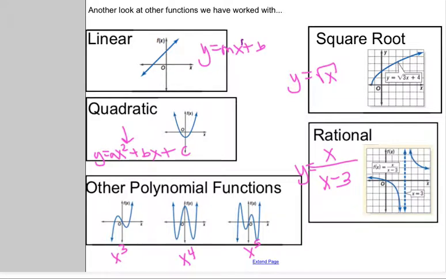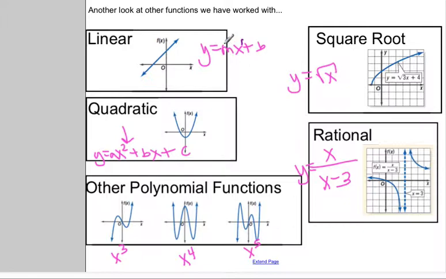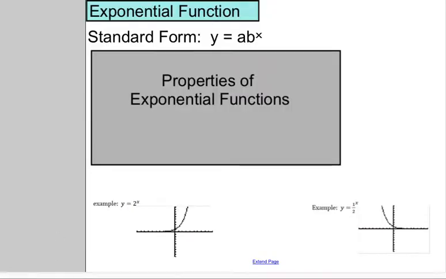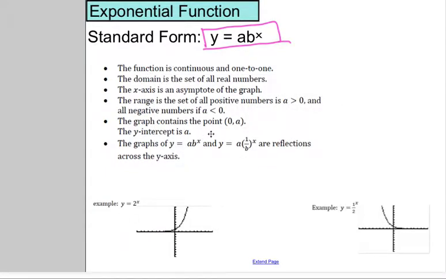The last one we're going to look at is exponential and logarithmic. So looking at exponential, we want to know what is the standard form. Well, the standard form for linear is y equals mx plus b. Standard form for an exponential is y equals ab to the x. This is my standard form. So some properties that we have: the function is continuous and one-to-one.